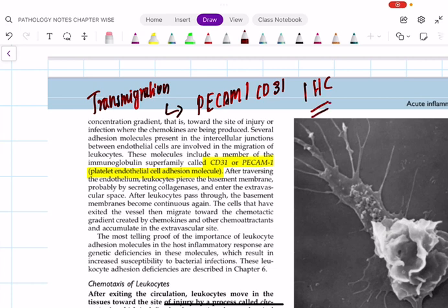We have a lot of IHC markers in hematology, which we mainly use for diagnosis of various cases. I will take IHC markers in a different session; at that time you can bother about that. As of now, just remember CD31 or PECAM-1, platelet endothelial cell adhesion molecule. This is the one responsible for transmigration.